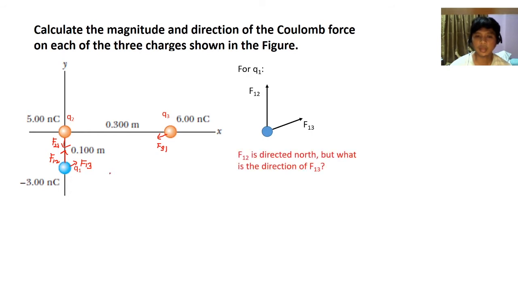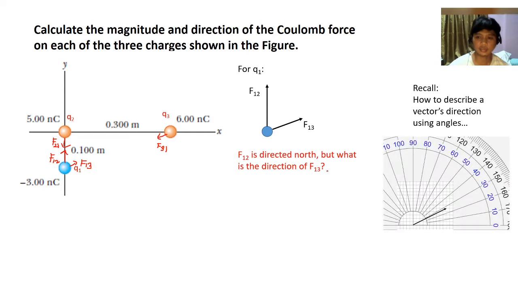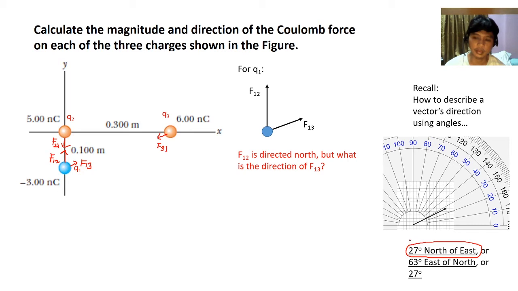So what we do know right now is that F12 has a north direction, but what is the direction of F13? If we have a protractor, we can obtain the direction. For example, here, with the help of a protractor, we find that this vector right here, it's different from F13, but we can see that this vector is 27 degrees north of east. That's one way of defining the direction of a force vector or a vector in general.